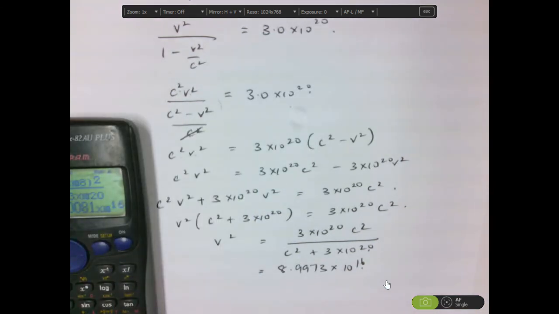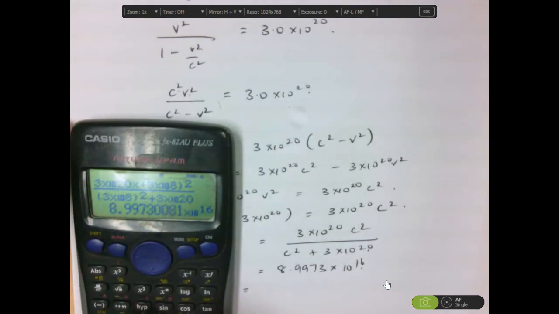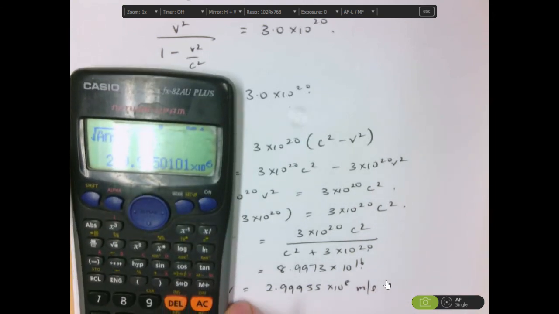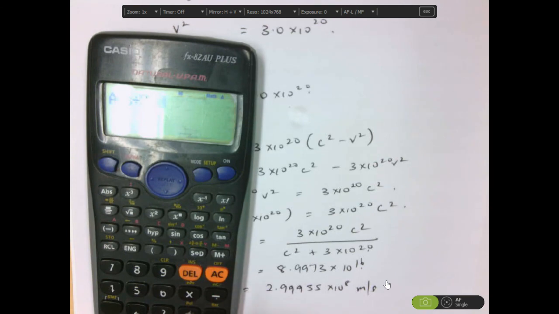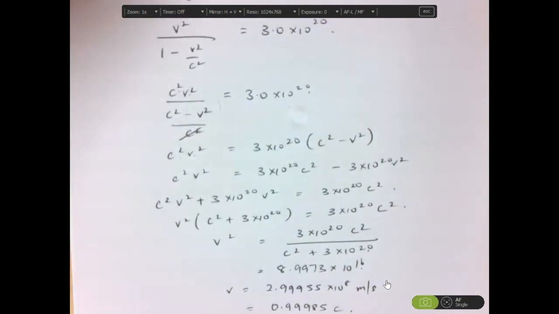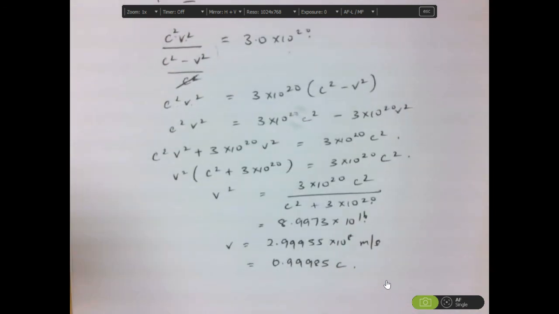That was v squared. So v finally is the square root of that number. And that is 2.99955 by 10 to the power of 8 meters per second. And finally, if I divide that by 3 exponent 8, I'll get 0.99985 c. There we are. And that is the velocity of that electron.